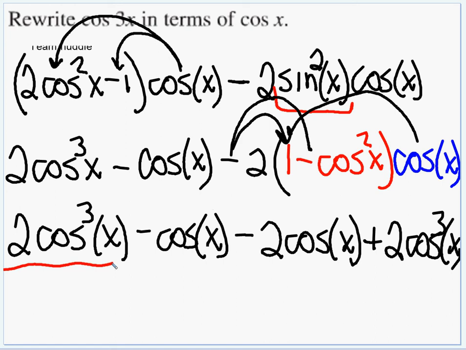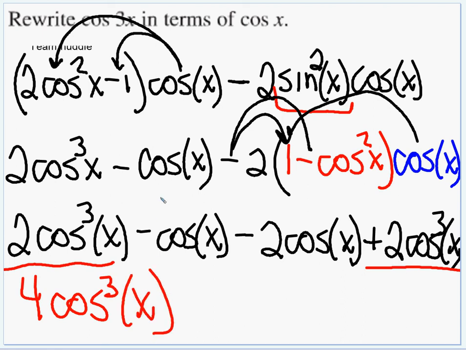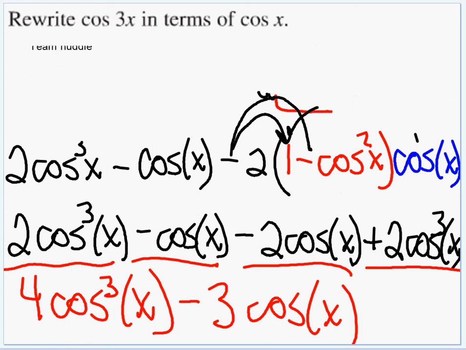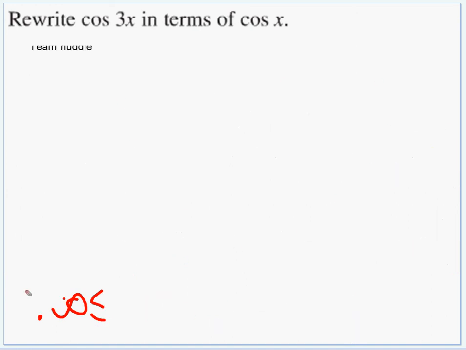All right, let's combine terms. 2 cos cubed and another cos cubed. We've got 4 of those. 4 cos cubed of x. And then we've got a minus 1 cos and then minus 2 more of them. So that's a total of minus 3 cos of x. So there is our very own triple angle formula, rewriting cos of the triple down to just everything in terms of coses. Excellent. And that is enough for this video.